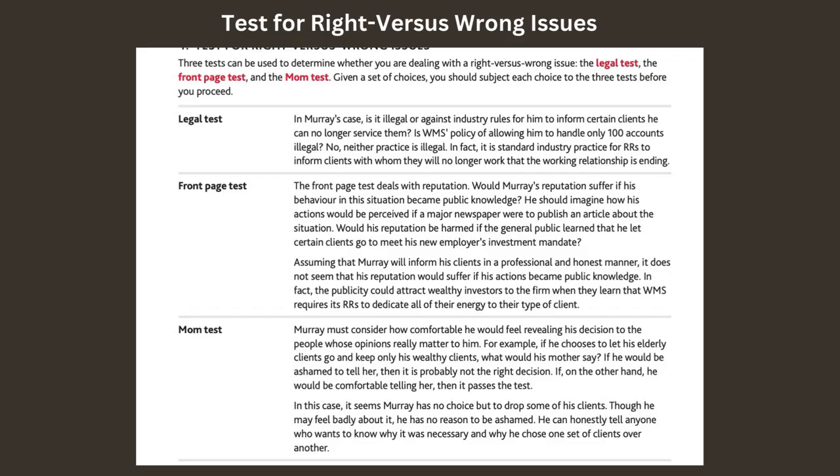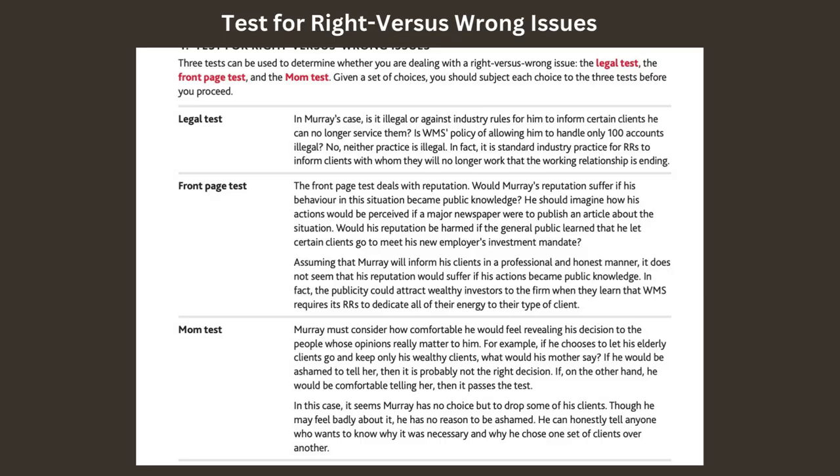The mom test. Murray must consider how comfortable he would feel revealing his decision to the people whose opinions really matter to him. For example, if he chooses to let his elderly clients go and keep only his wealthy clients, what would his mother say? If he would be ashamed to tell her, then it probably is not the right decision. If, on the other hand, he would be comfortable telling her, then it passes the test.